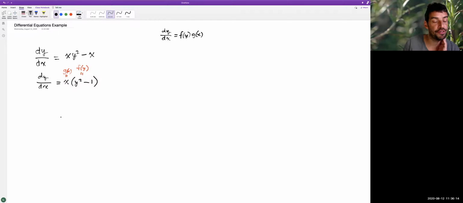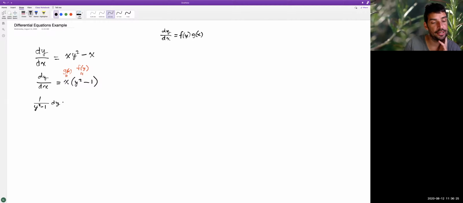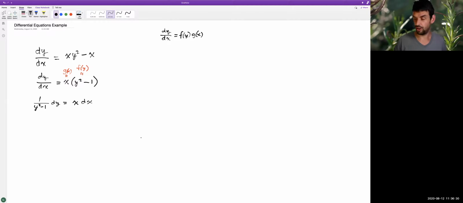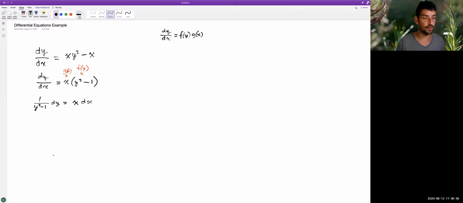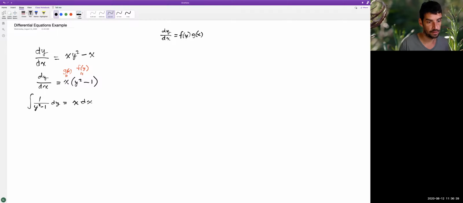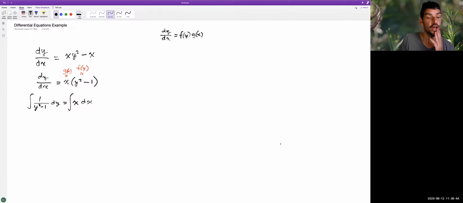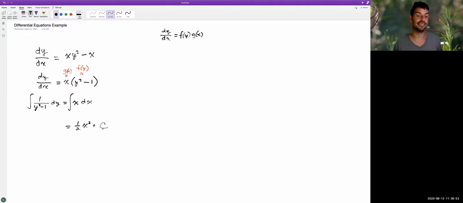Okay, so let's keep going with this one. So we're just going to go ahead and follow our method. I take everything with y to the left-hand side, so I have 1 over y squared minus 1 dy, and all the x stuff I'll collect on the right-hand side. So now I've separated them, right? There's our separable equation. And then I want to integrate, right? I'm integrating the right side with respect to x and the left side with respect to y. So on the right-hand side, it's pretty straightforward. We get 1/2 x squared plus c, right?